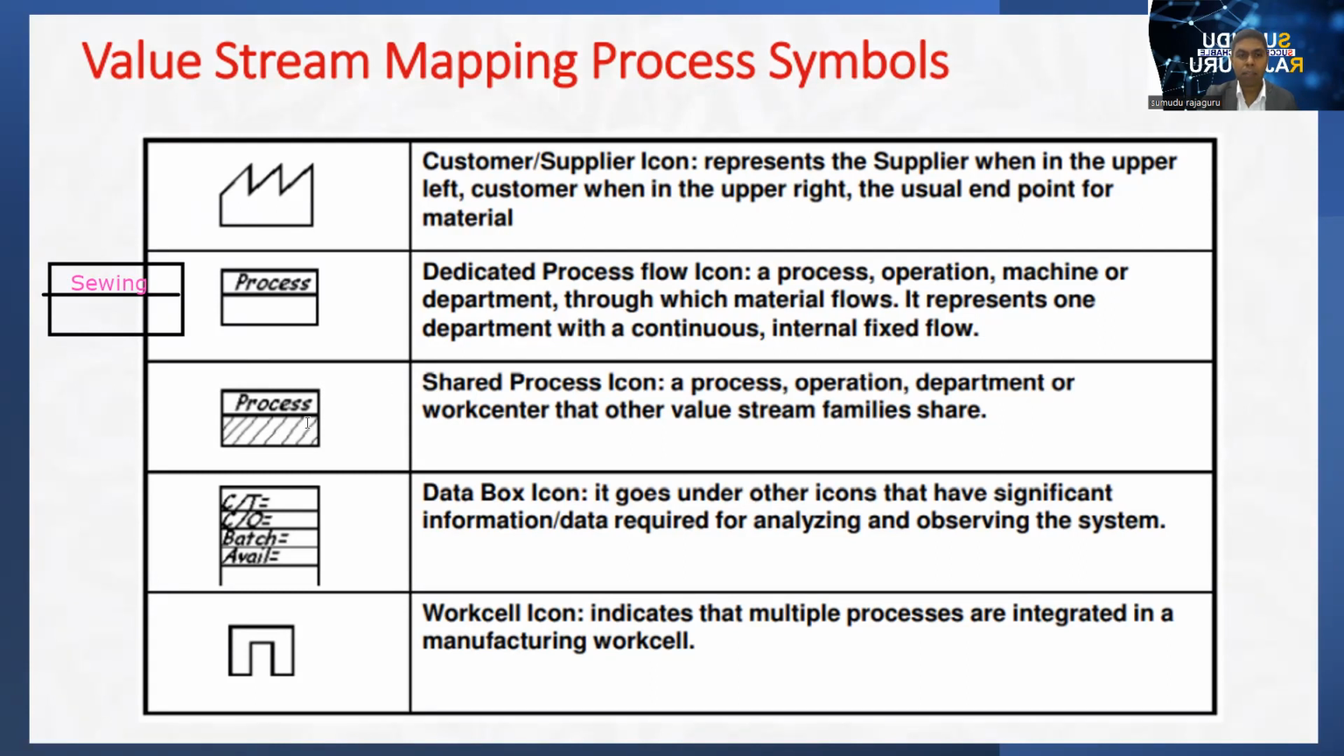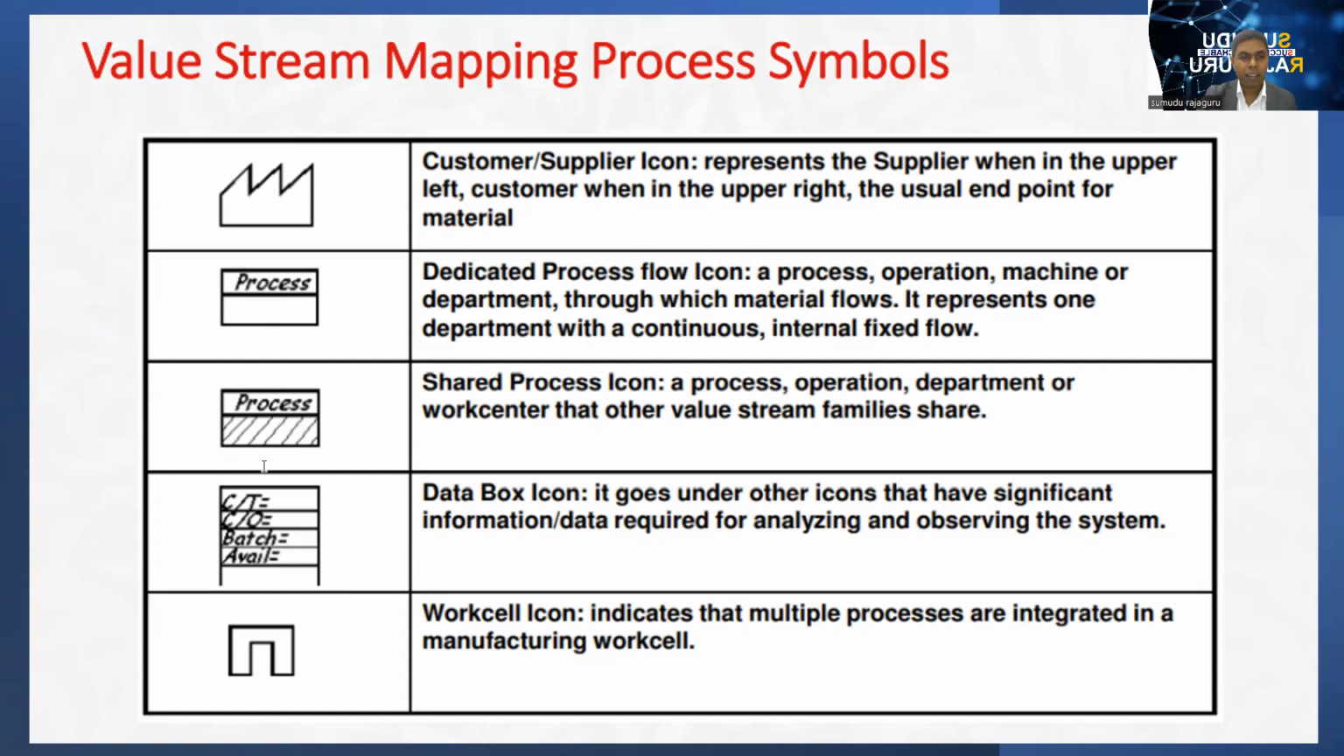Shared process icon means we explain this process in another value stream map in the organization. That means we have already discussed this process. So when we draw the value stream map in here, we have to highlight that the process is shared in a different location. Because of that, we use this, called the shared process icon. There is a little difference between here and here. This hatch lines are also there.